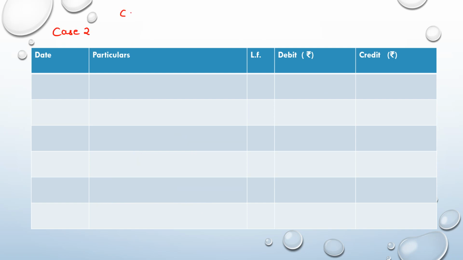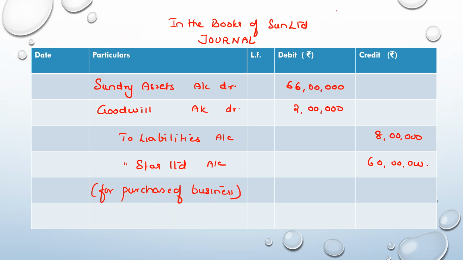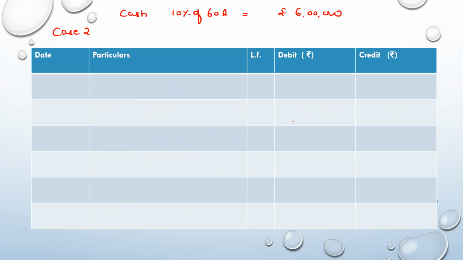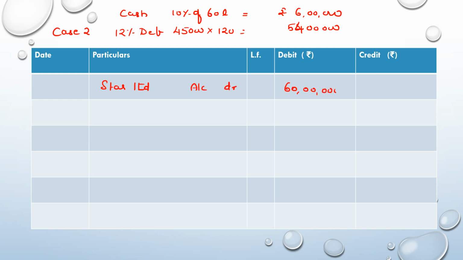In case 2, again cash payment was made, 10% of 60 lakh, which was rupees 6 lakh, and then the discharge was 45,000 12% debentures of 100 each issued at 20% premium. So issue price is 120. So 45,000 into 120 comes to 54 lakh. So this is how the 60 lakh purchase consideration was discharged. So here we debit Star Limited account, 60 lakh had to be discharged.